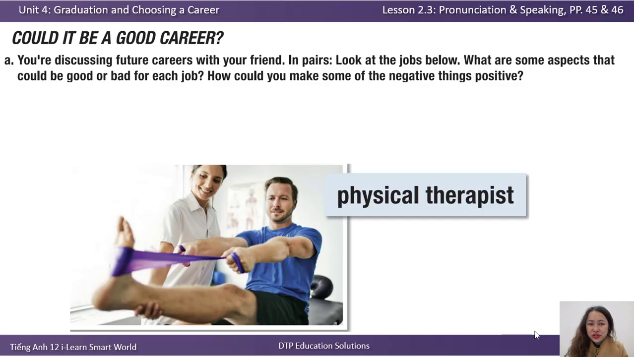You're discussing future careers with your friends. In pairs, look at the jobs below. What are some aspects that could be good or bad for each job? You can see on the screen, they say physical therapist. Let's explore what's good and bad about being a physical therapist and how to make it better.